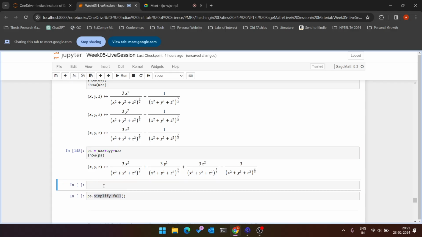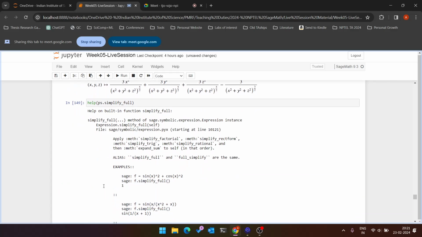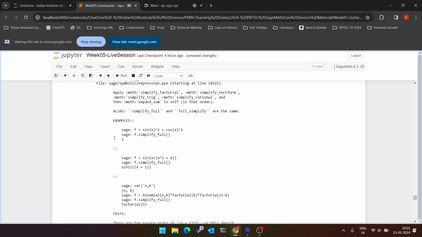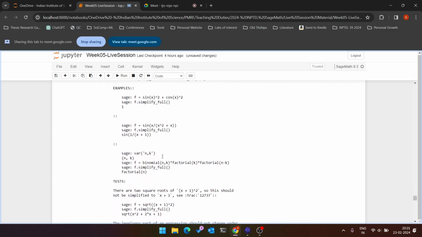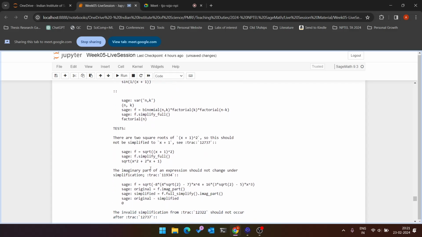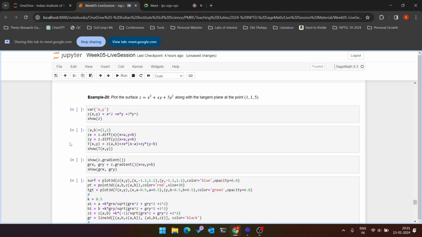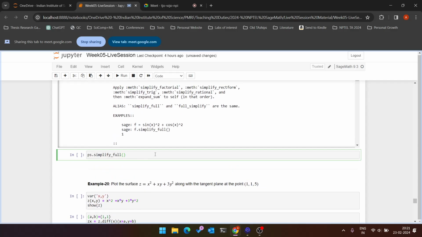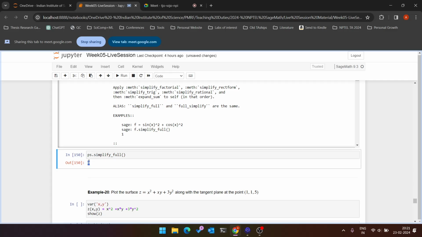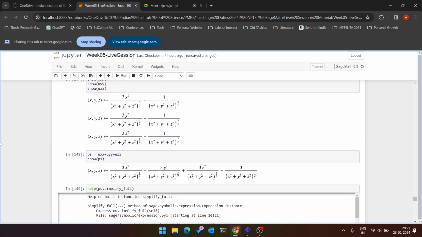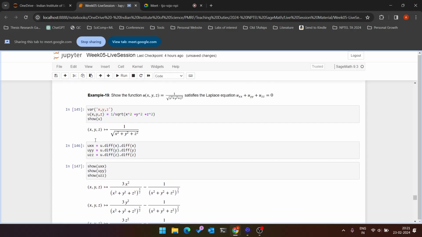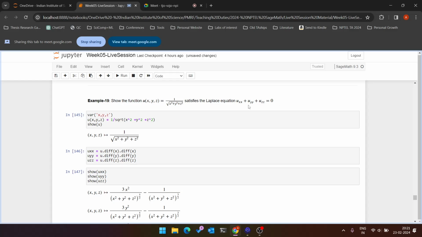If you haven't seen this before, we can go through the help, which basically tells us that it will simplify whether it's a trigonometric function or a binomial function and so on. For our case, we'll be running this and the answer turns out to be 0. So indeed, dou square u by dou x square plus dou square u by dou y square plus dou square u by dou z square equals 0. So this form of u of xyz is a potential solution for the Laplace equation.